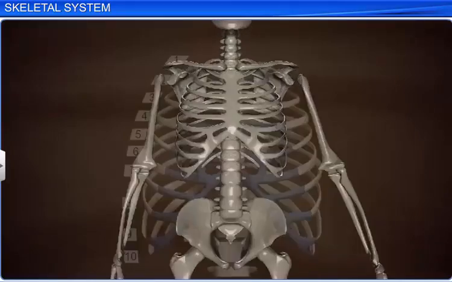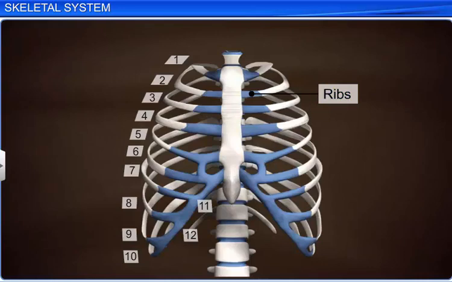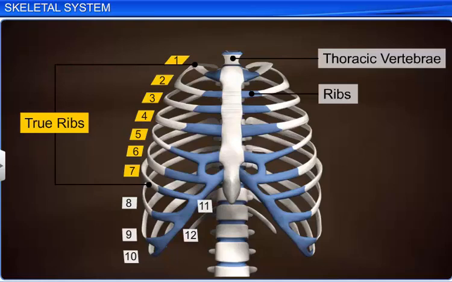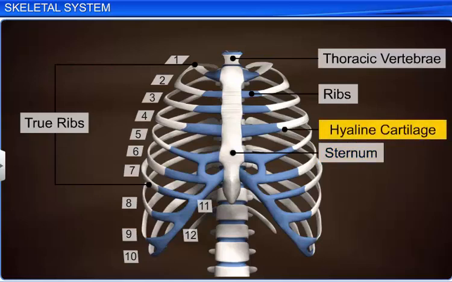There are 12 pairs of ribs, where each rib is a flat bone attached dorsally to the thoracic vertebrae. The first 7 pairs of ribs are called true ribs, as they are attached dorsally to the thoracic vertebrae and ventrally to the sternum by means of hyaline cartilage.